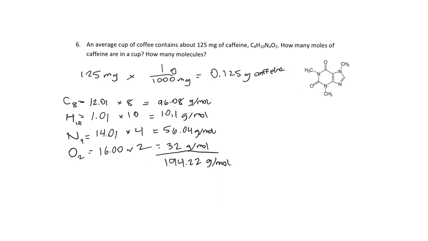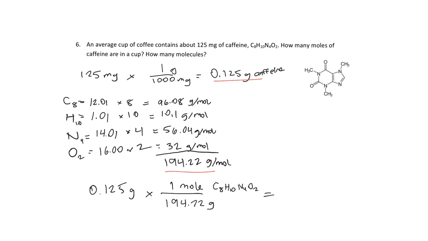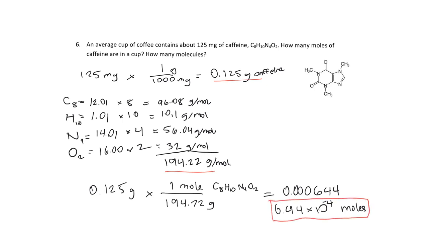All right, so now that we have our molar mass of caffeine, we're going to take our grams of caffeine and divide that by our molar mass. So let's do that. 0.125 grams, divided by 194.22 grams of C8H10N4O2. That will give us 0.000644, or 6.44 times 10 to the power of -4. So, here is our answer to the first part. 6.44 times 10 to the -4th moles of caffeine.